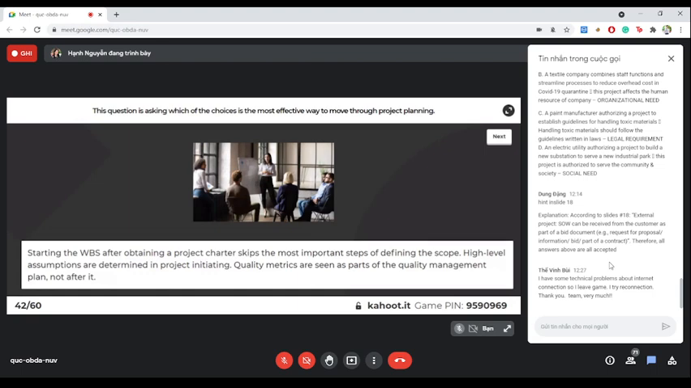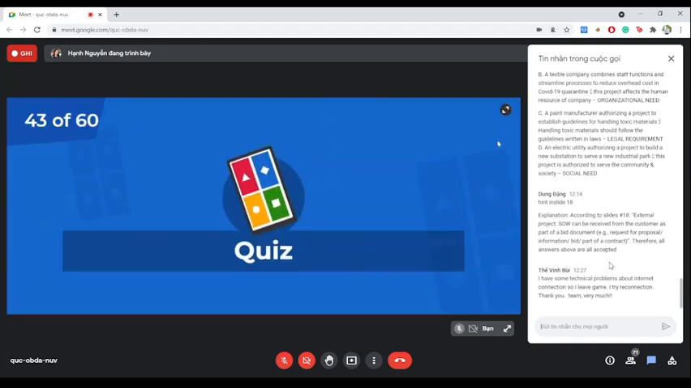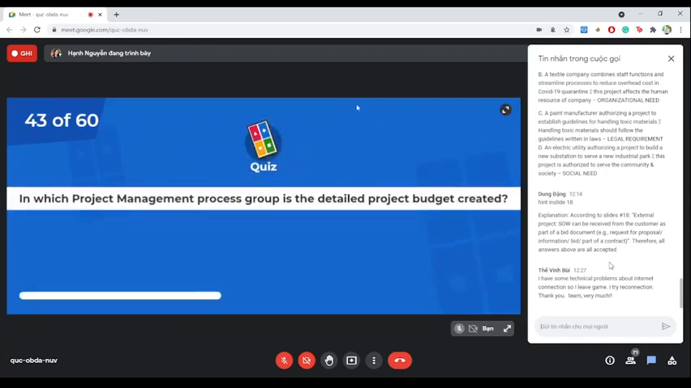Quality metrics in D are determined as part of the quality management plan, not after it. Okay, it is a part of it, not after it. So the activity list is created before the network diagram. So that is the best option. I hope you can understand this. Yes, thank you, Wing, for joining with us.